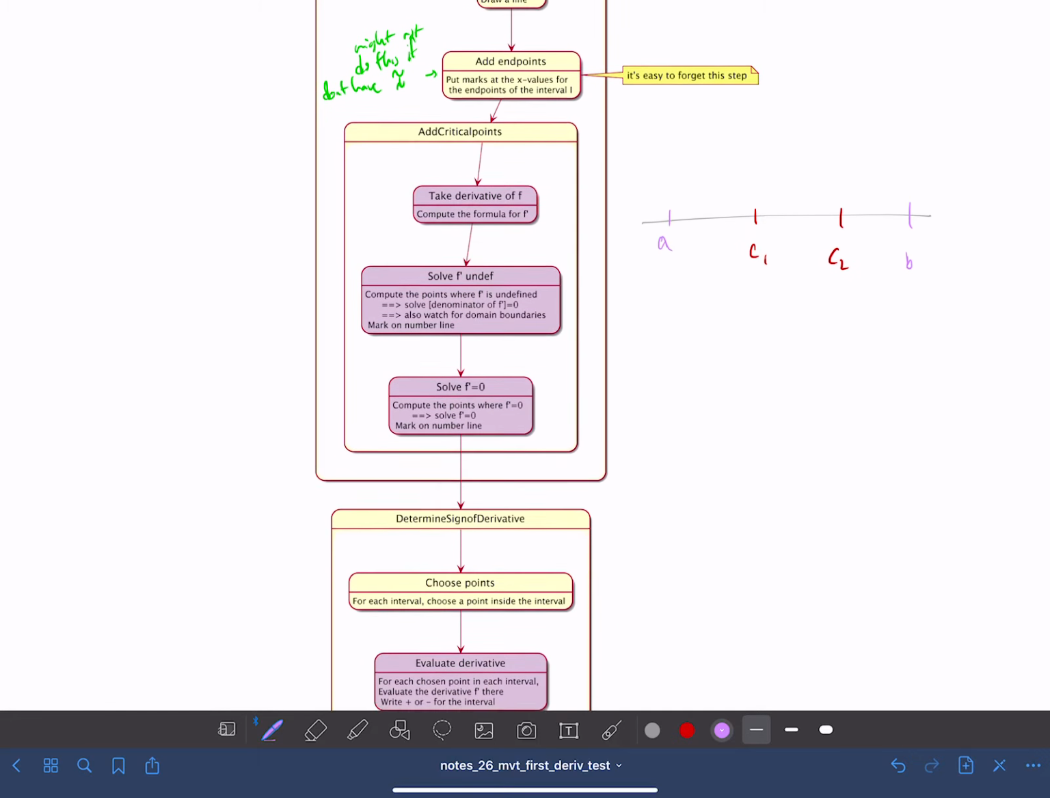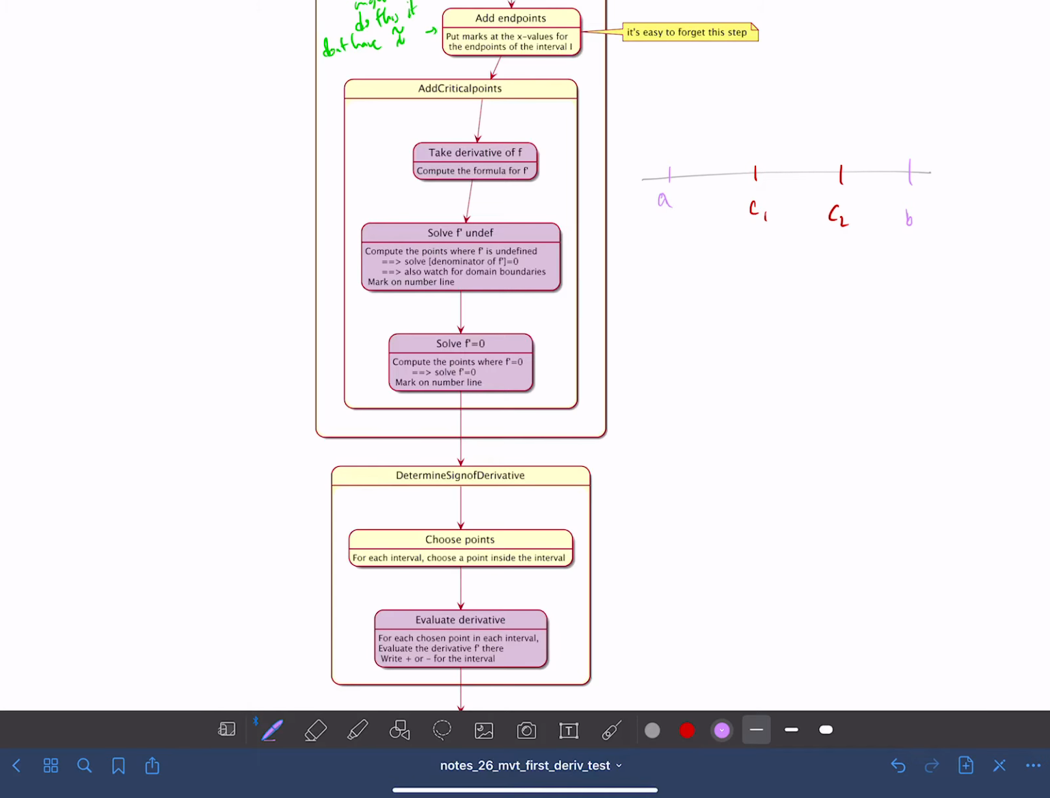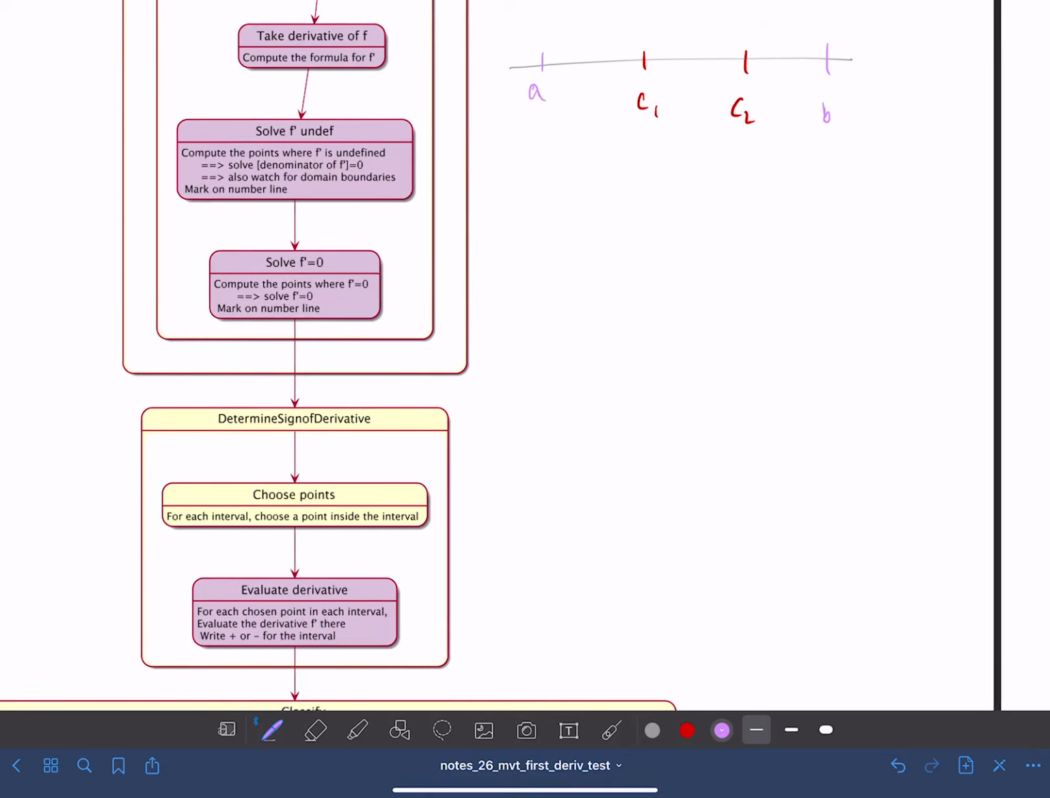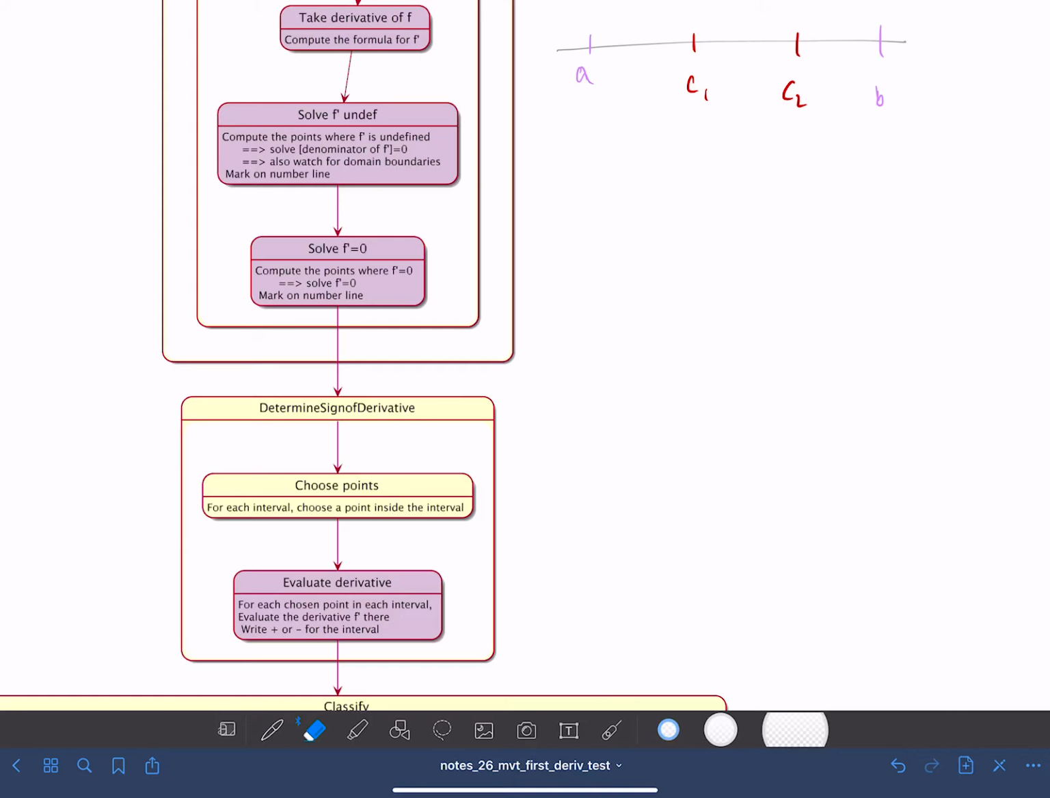So now I need to determine the sign of the derivative. We're going to choose our test points. That's going to be the next thing that we're going to do. So we're going to take our number line with our demarcations, and we're going to choose some test points. And it doesn't matter which value you choose between A and C1. You're just going to choose a point.